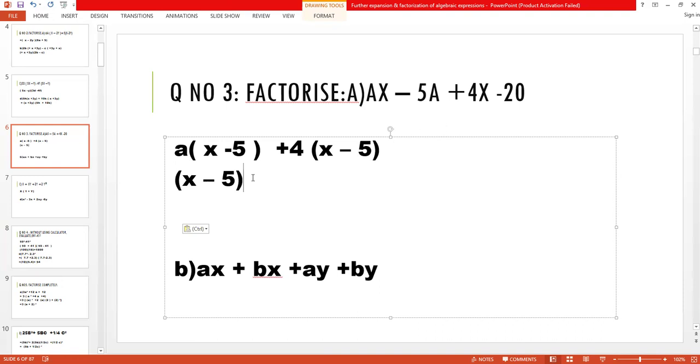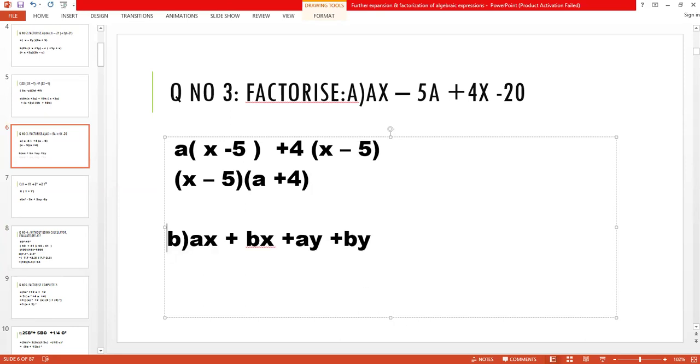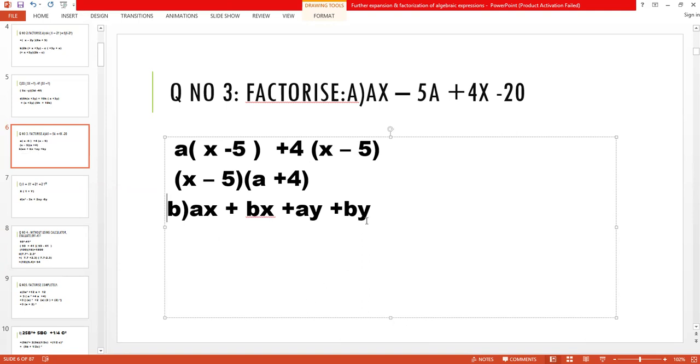After putting a bracket, I will put another bracket, and here I have to write a plus 4, because after taking the bracket as a common factor, x minus 5 is common. So a is left over and here plus 4 is left over. So this one is the answer of part A of question number 3. It is one further step. Okay. Now we move toward the second part.